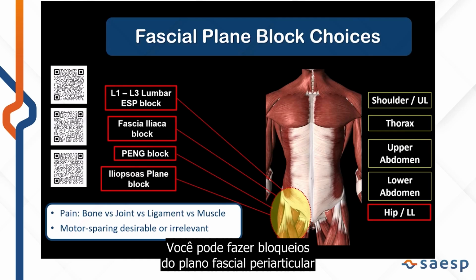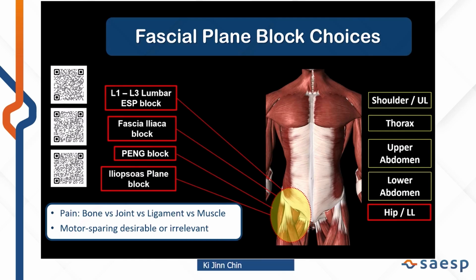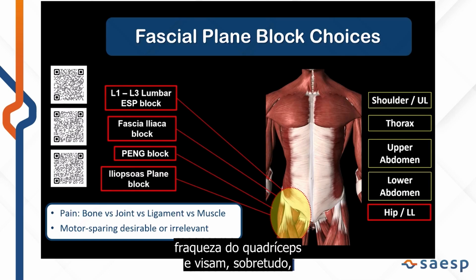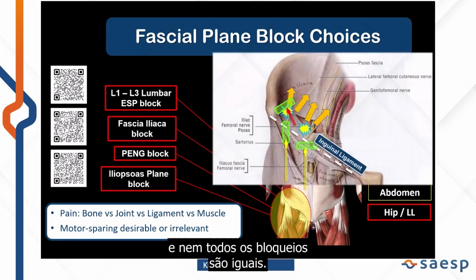So, you can do periarticular fascial plane blocks around the hip joint, like the PENG or the iliopsoas plane block, which both have a lower risk of causing any quadriceps weakness, and they mainly target the hip joint itself and surrounding bone. Or, particularly if muscle is a bigger component, you can also perform the classic fascia iliaca block, which may be the earliest fascial plane block ever described. Just remember that there are different variations of this, and not all fascia iliaca blocks are the same. You can do infrainguinal in-plane or out-of-plane or suprainguinal fascia iliaca approaches.